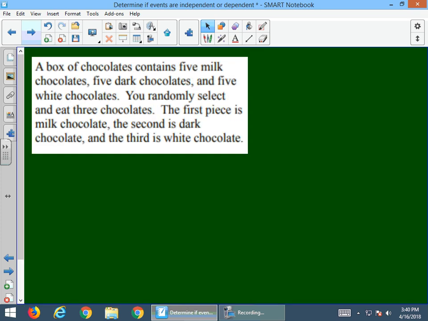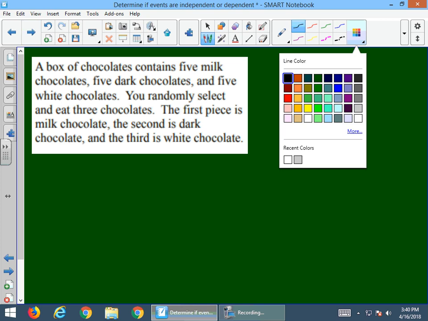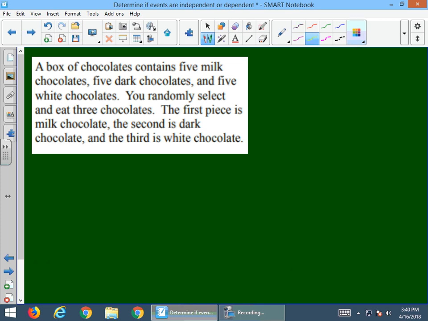Let's go on to the third example. It says a box of chocolates contains 5 milk chocolates, 5 dark chocolates, 5 white chocolates. So here we go. We have 5 milk chocolates. We have 5 dark chocolates. And we have 5 white chocolates. It says we randomly select and eat 3 chocolates. All right.